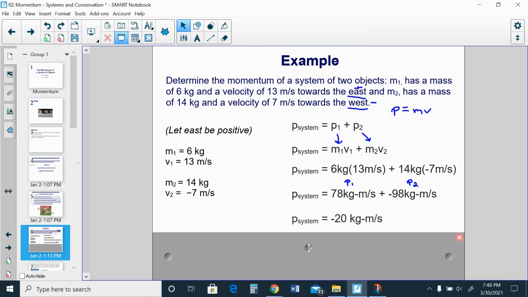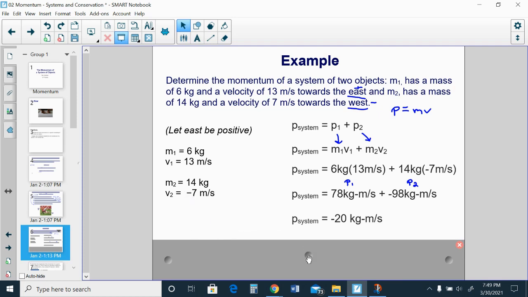When you add it all together, you end up with negative 20. So the momentum of the system, once you find the net momentum of both objects here, you end up with negative 20 kilogram meters per second. So you end up in the negative there because the larger mass of object 2 would have a greater magnitude of momentum. It just works out that way. Plus you have the negative sign here in the velocity.